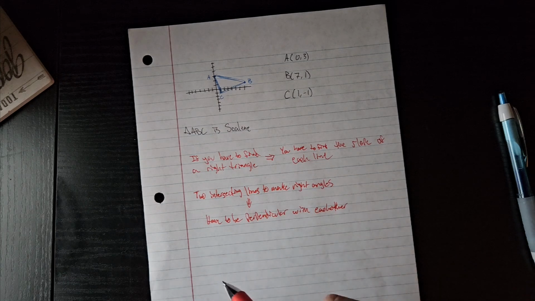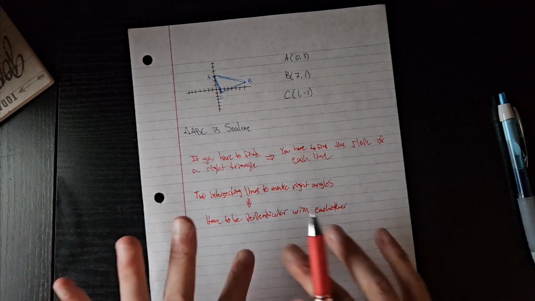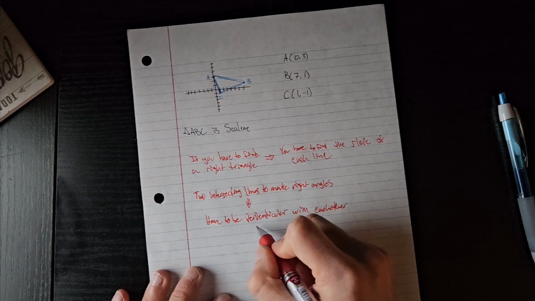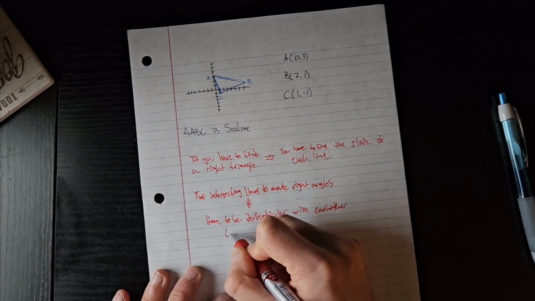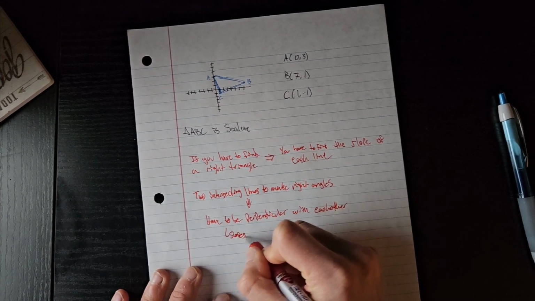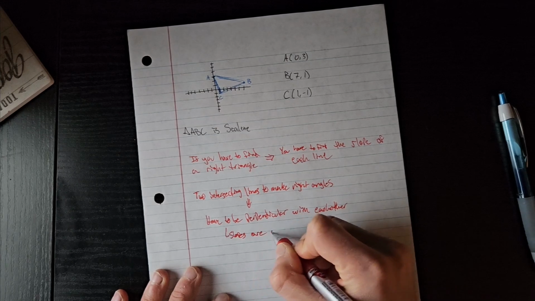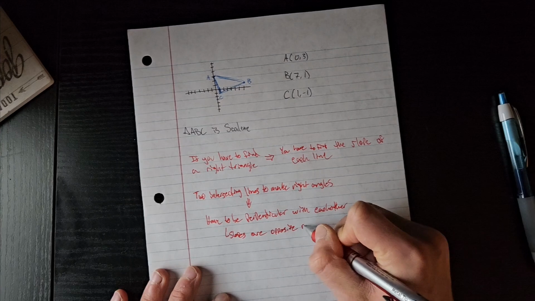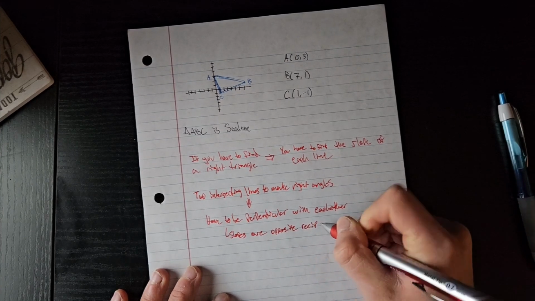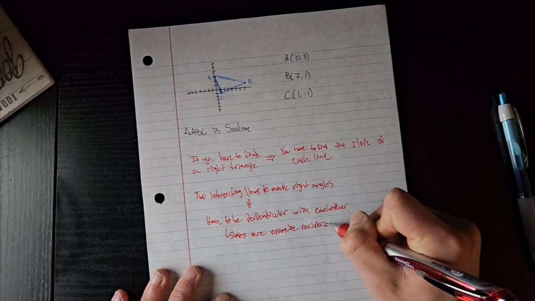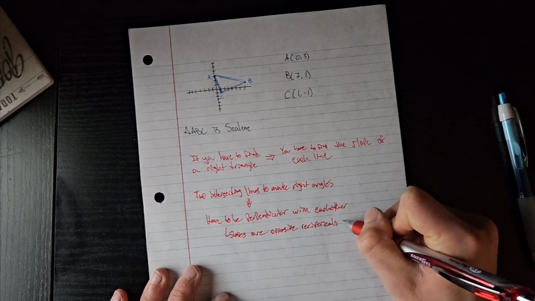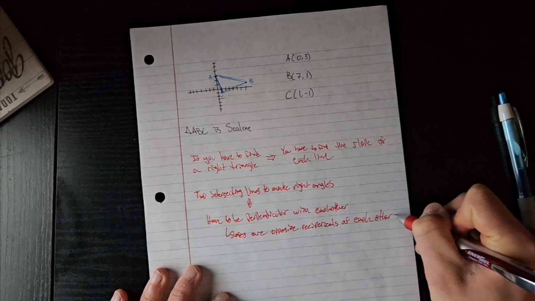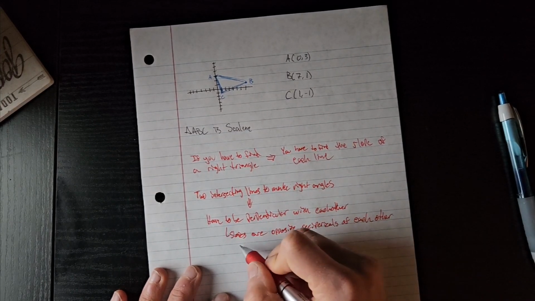So if we remember this fact right here, that means that we have to have slopes that are opposite reciprocals of each other. I'm going to spell reciprocal wrong. I'm sorry. There we go. We spelled it right.